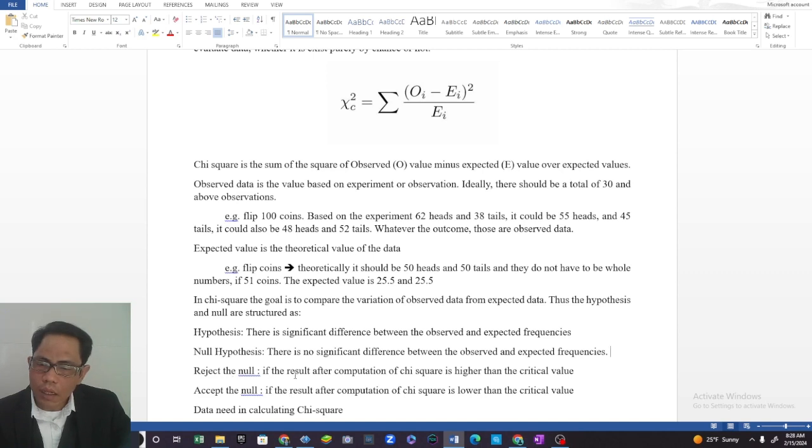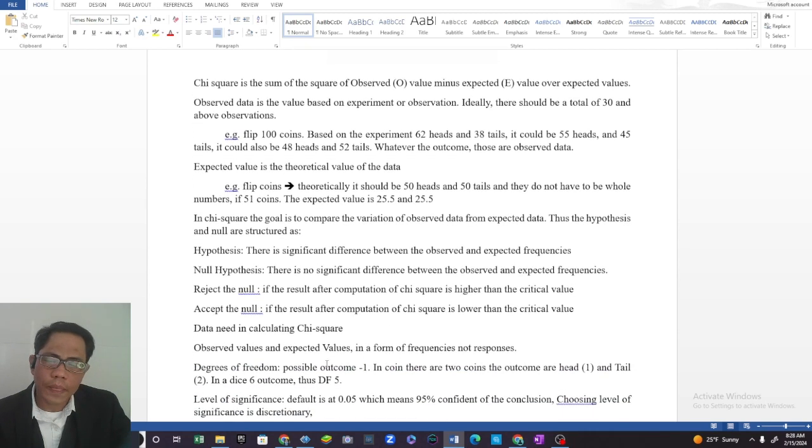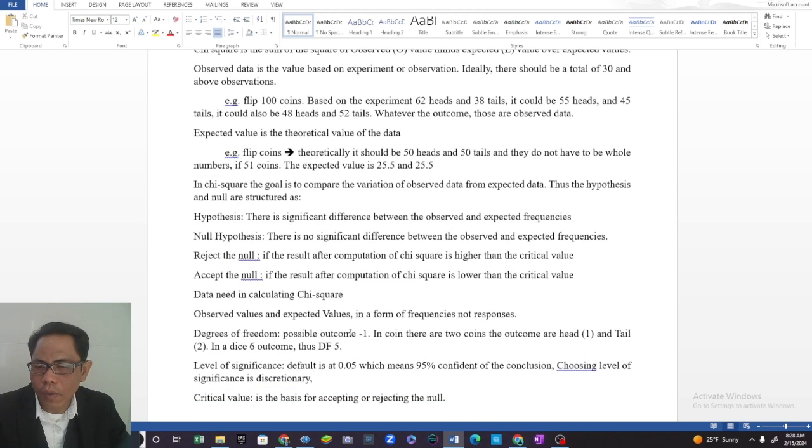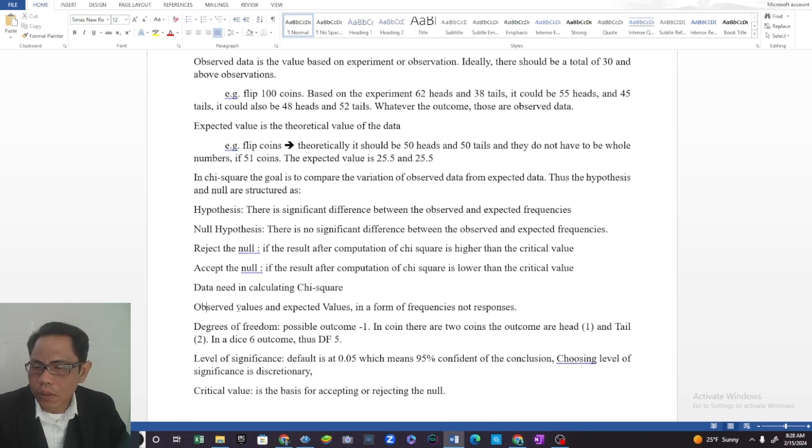So reject the null if the result after computation, the chi-square, is higher than the critical value. And you accept the null if after the computation, the chi-square is lower than the critical value. Data needed in calculating chi-square: you have your observed values and expected values in the form of frequencies, not percentages.